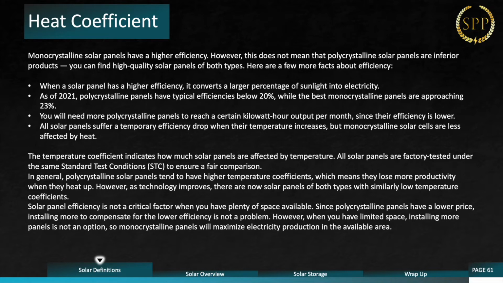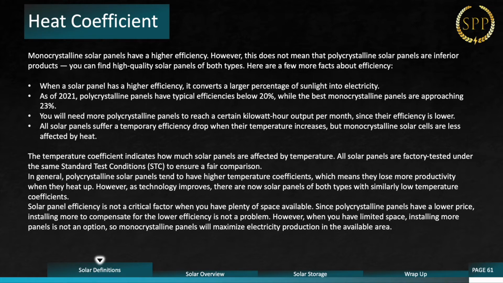Now, because the efficiency is lower on the polycrystalline panels, you'll need more polycrystalline panels to reach a certain kilowatt hour output per month. All solar panels will suffer a temporary efficiency drop when the temperature increases. But monocrystalline solar cells are less affected by the heat, and that's the heat coefficient.